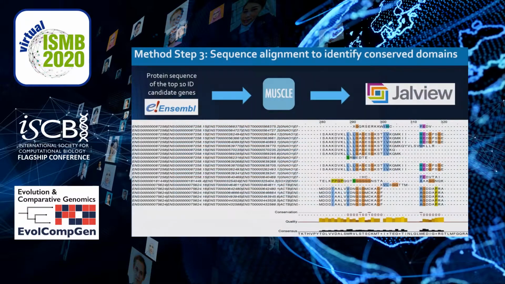Lastly, we obtained the protein sequences of the top 10 ID genes from Ensembl BioMart and fed them through MUSCLE alignment to find conserved domains. We viewed the results using Jalview, which clearly showcases the conservation value and qualities of the domains. Below is a screenshot of the first highly conserved domain in the sequence alignment, which goes to show its high potential for being correlated to intellectual disability.